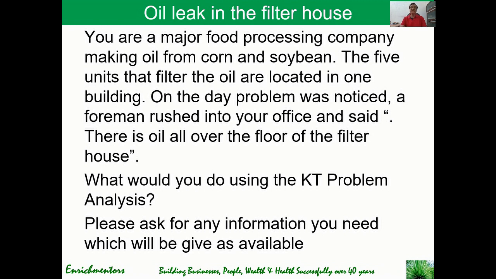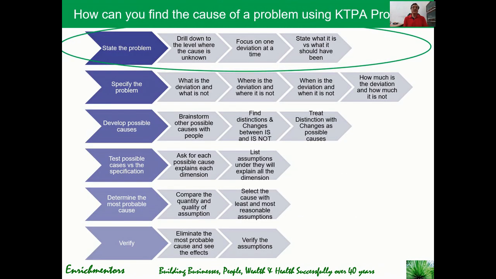And before we get into this, let's look at the methodology. So this is a 6-step methodology in which we're going to look at applying the first step, stating the problem, in which we'll state the problem by drilling it down to the level where the cause is unknown, focus on one deviation at a time, and state what is versus what it should have been, right? So that's the definition of a problem we're going to use. So what is the problem? Let's start stating the problem.